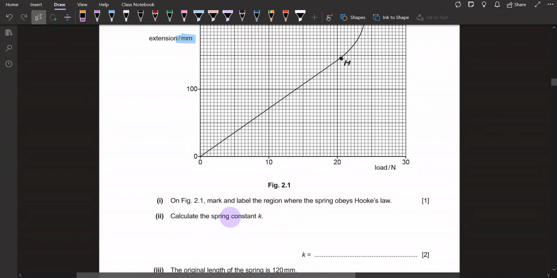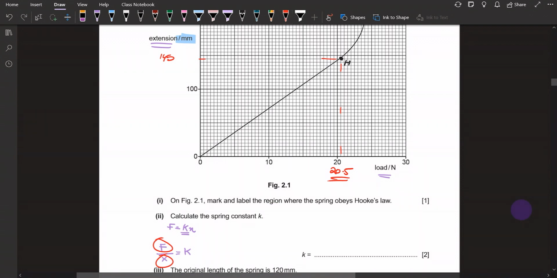And then part 2 says calculate the spring constant. For calculating the spring constant, we are given the extension and load here. We only have one formula for that, F equals Kx. And to find K, we need force divided by extension, which is going to give us the spring constant. So the extension at this point is 145, and the load applied on this is 20.5. We can just plug in our values of F and x and find out the spring constant.